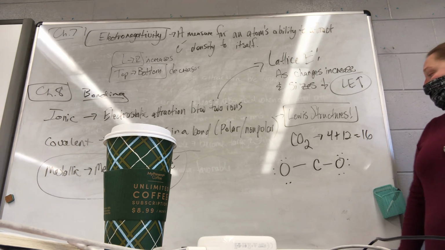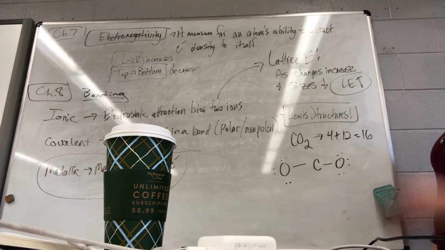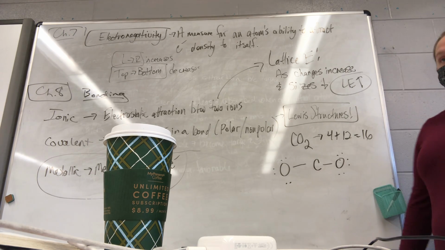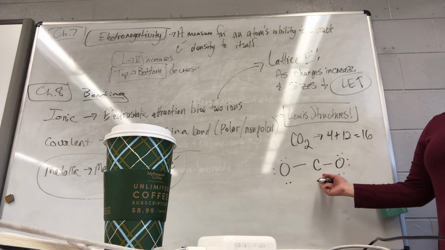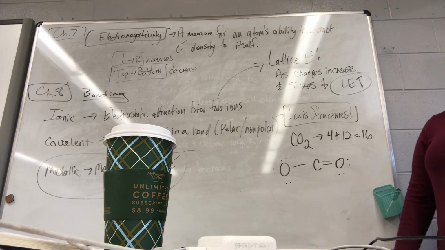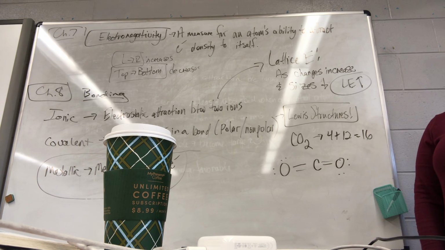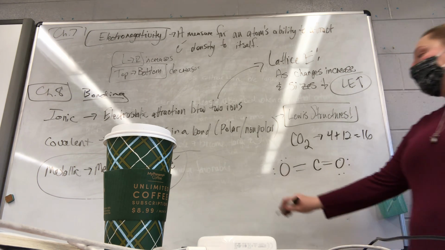How many electrons do I have in my structure right now? 16. Can I add any more? No. What do I do instead? Create double bonds. Right, because carbon doesn't have an octet, right? So we're going to make a double bond. Now does everything have an octet? Yes, it does. Formal charges.